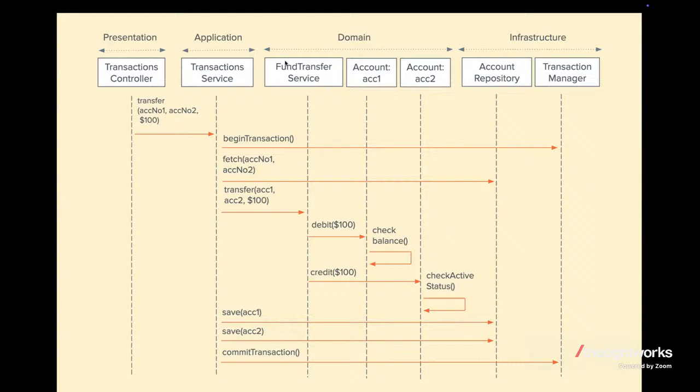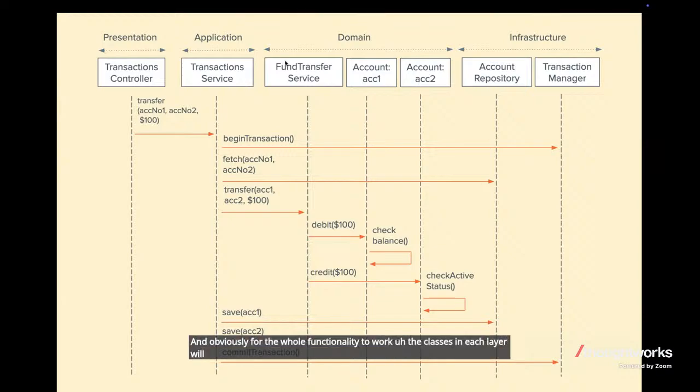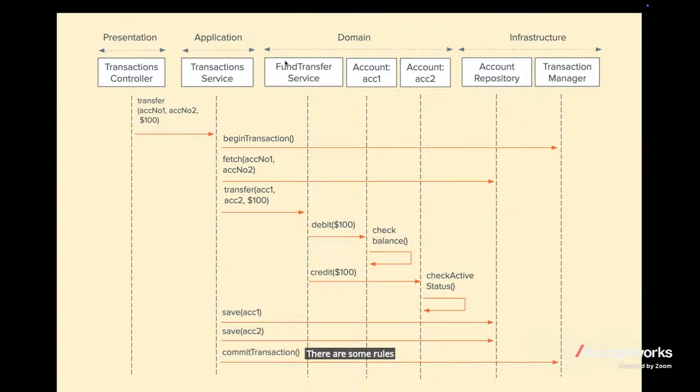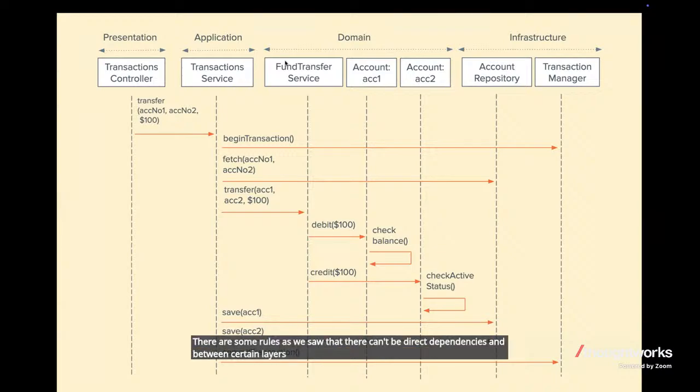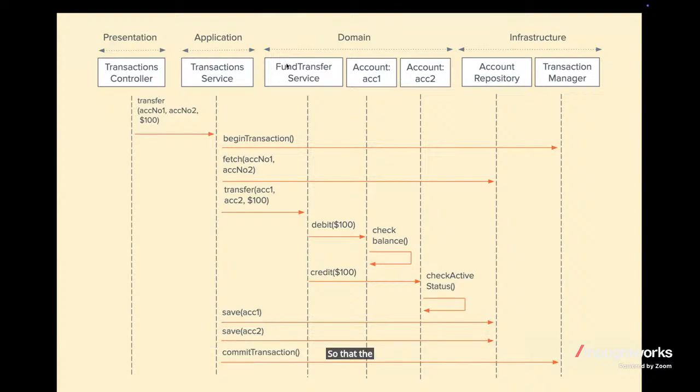And obviously, for the whole functionality to work, the classes in each layer will have to work with other layers. Now, there are some rules, as we saw, that there can't be direct dependencies between certain layers, and those rules apply. But overall, the classes will need to work with each other so that the functionality can be fulfilled.